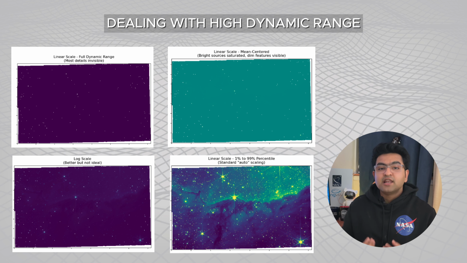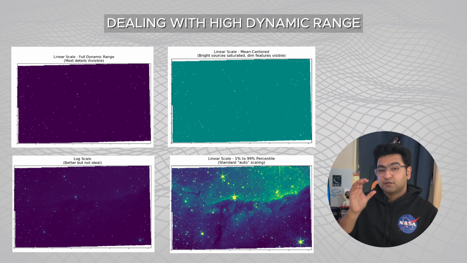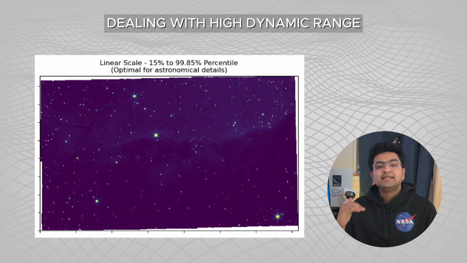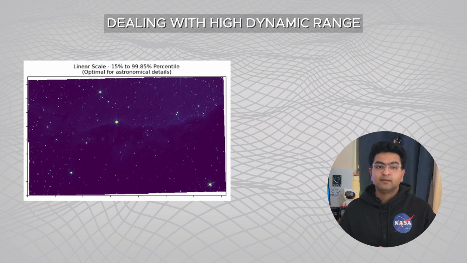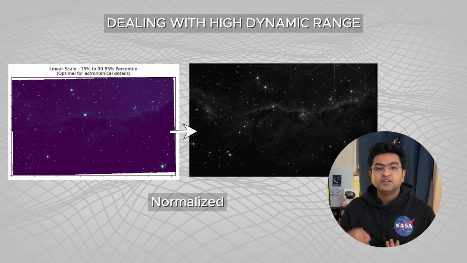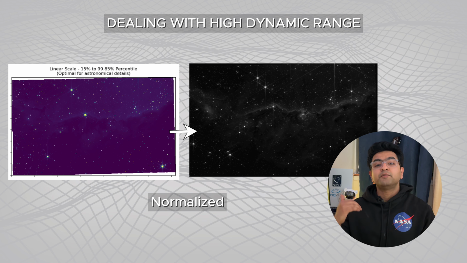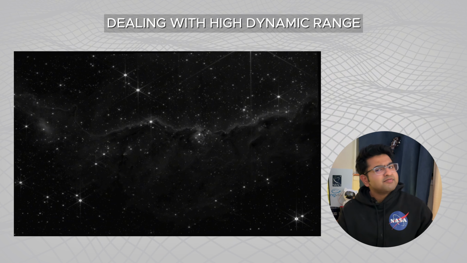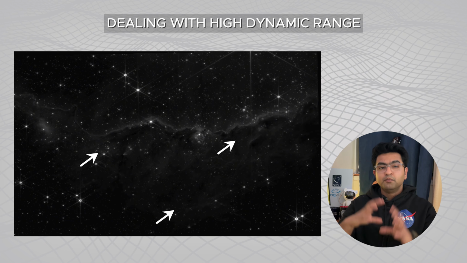The percentile values that I've chosen in this example are from the 15th percentile to the 99.85th percentile. This preserves the brightest features without letting them dominate the image, while bringing the dimmer structures to better visibility.